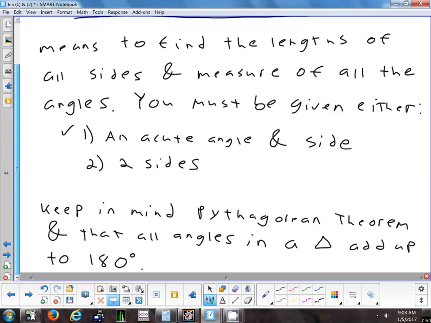So as you're solving these triangles, keep in mind you can use the Pythagorean Theorem. Preferably, it's only good to use that theorem if the stuff you're plugging into it was given. We try not to use stuff that we calculated, because if it's wrong, everything else you calculate with it is also wrong. Also, all the angles in a triangle add up to 180, so we can use that fact as well.